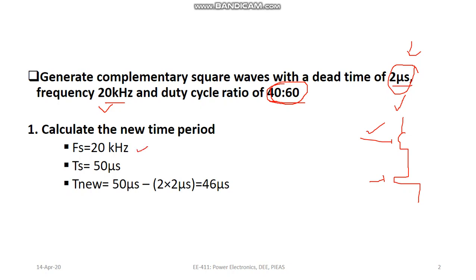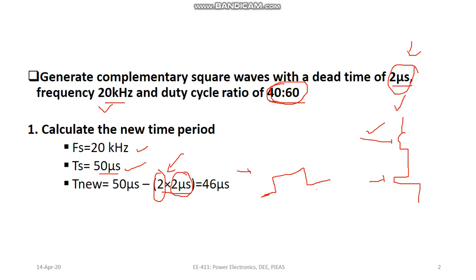This was our switching frequency, 20 kilohertz, and the time period corresponding to this is 50 microsecond. So I needed to generate a dead time of 2 microsecond. Therefore 50 microsecond minus 2 into 2 microsecond. This 2 has been introduced because I want to introduce this much gap, this much dead band or dead time at the starting of the wave as well as at the end of the wave.